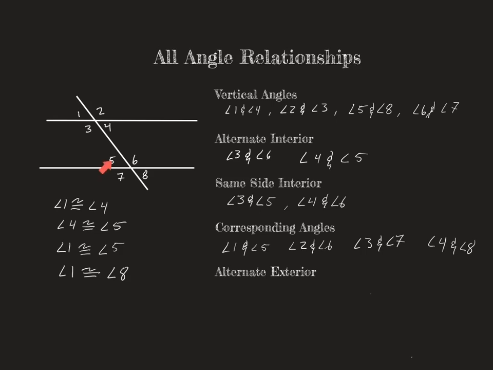We know that angle 5 and angle 8 are actually vertical angles. So we could actually add right here that angle 8 is congruent to angle 1 because angle 1 is congruent to angle 5. So to write all the alternate exterior, it's going to be angle 8 and angle 1, angle 2, and angle 7. So that covers all the angle relationships.